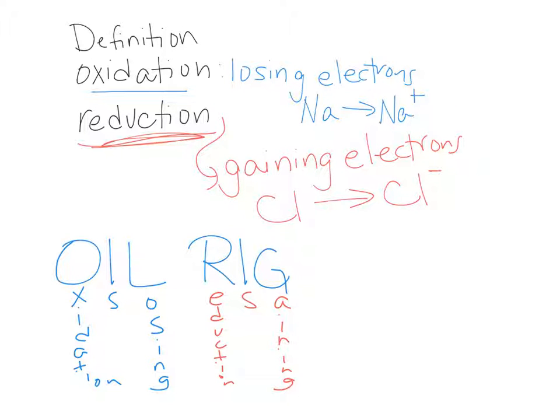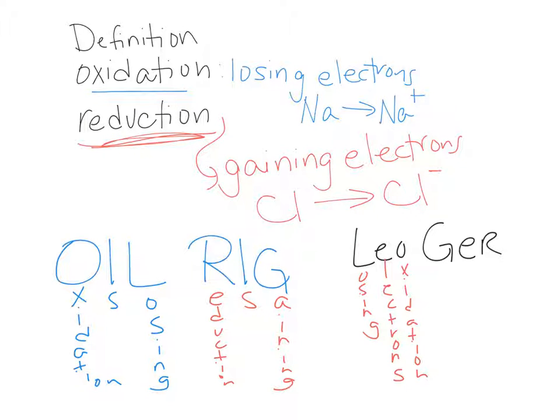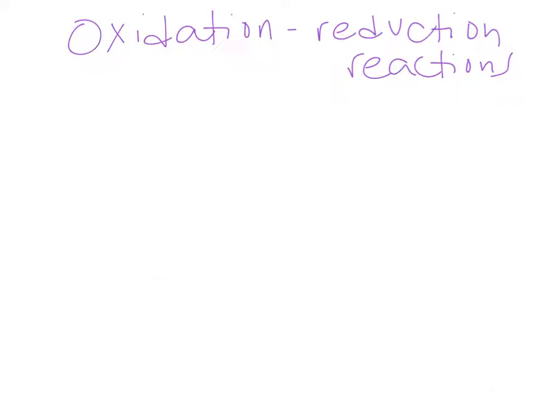There's also another mnemonic called LEO goes GER, like Leo the lion. I don't like this one as much, but whatever. LEO goes GER. Losing Electrons is Oxidation, that's the LEO. GER, like a lion going grr: Gaining Electrons is Reduction, that would be the GER part. Pick the mnemonic device you like better. You have to remember that oxidation is losing, reduction is gaining, one way or the other.